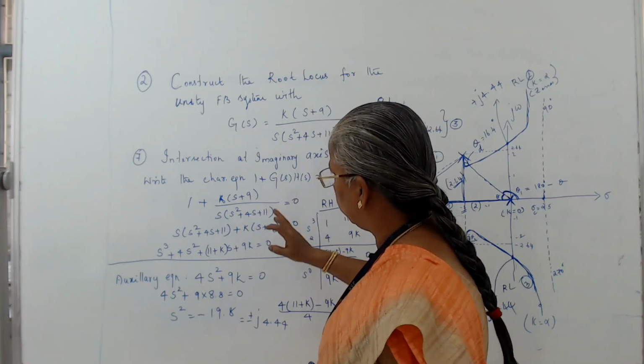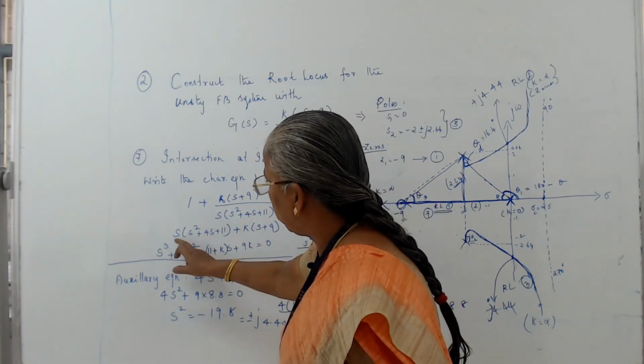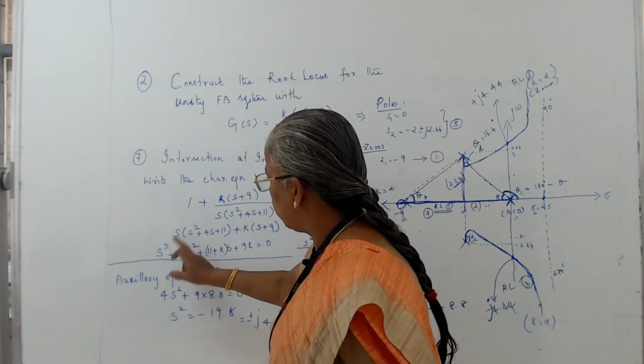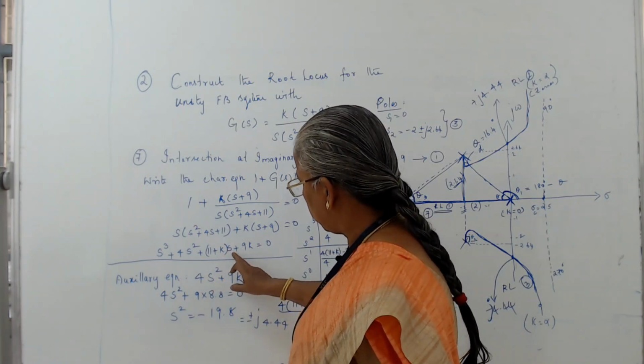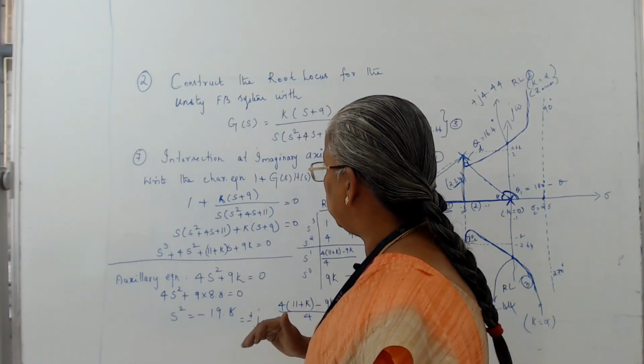This I have substituted. Then you cross multiply. This is my equation. So then you convert into powers, right? So therefore this becomes s cube plus 4s square plus (11 plus k) into s plus 9k, that is equal to 0. Now I need to find out the intersection, no?